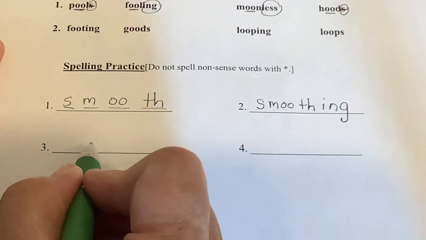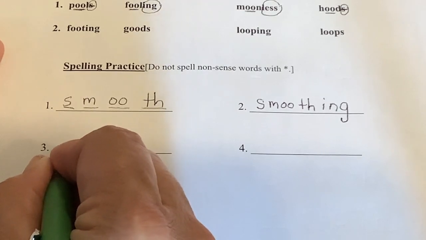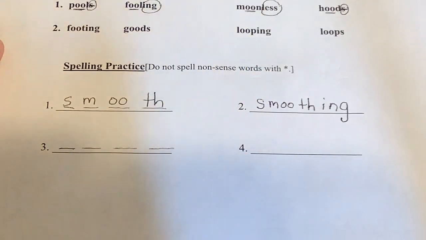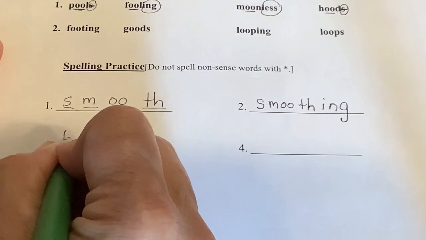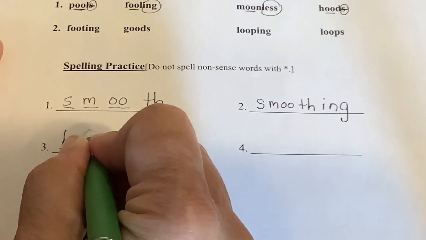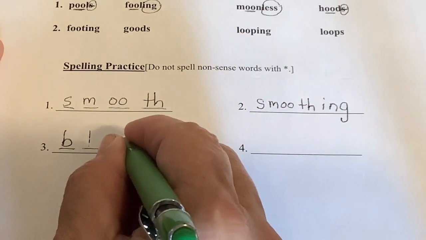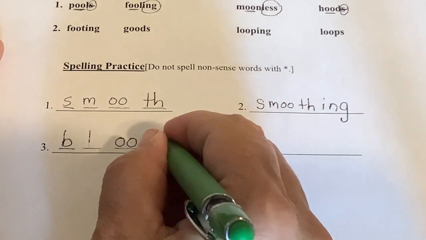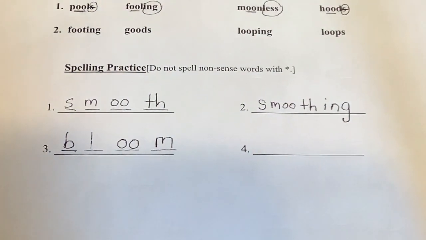Let's spell bloom. Let's write 1 line for every sound. B, L, ooh, we hear 4 sounds. How do you spell B? B, L, ooh, digraph O-O, M. Read that word. Bloom. Now we're going to spell blooms.